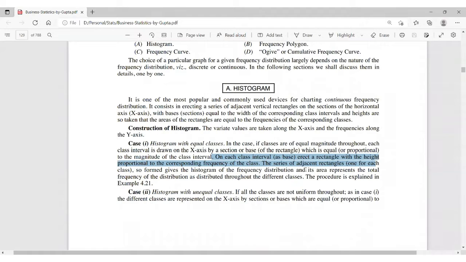Histogram is a graphical tool. Sir, the x-axis is the variate and the y-axis is frequency, always the same? Yes, the x-axis is the variate and the y-axis is the frequency. It will always be the same.